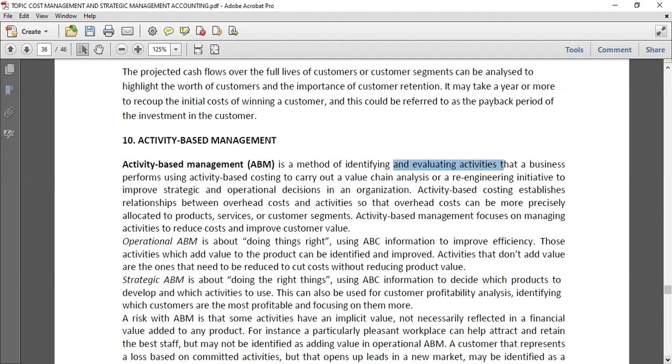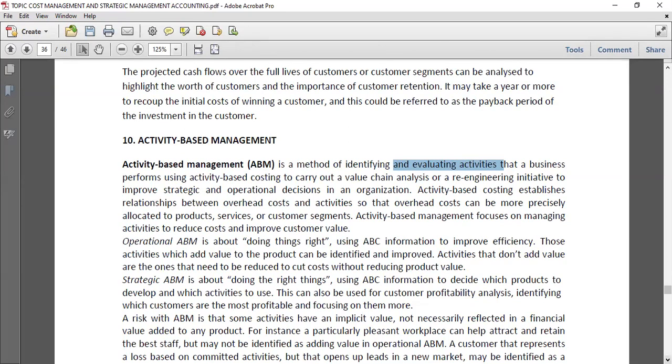Now we have the strategic ABM, which is forward-looking and looking at the external side of things. And this, we call it doing the right thing. These two things are different. Operation ABM is doing things right. It's the operational. Strategic ABM is about doing the right thing.